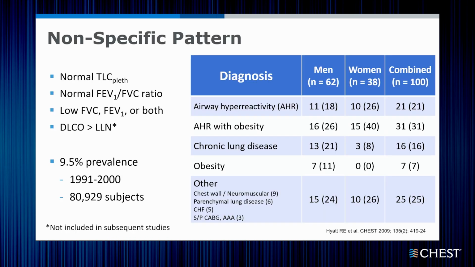the TLC at least. Now, the nonspecific pattern that Bob Hyatt first described back in CHEST in 2009, he defined as a patient who had a normal TLC pleth, a normal ratio, and either a low FVC, FEV1, or both. And in his study, but really in very few subsequent studies, he required that the DLCO should be normal. And looking at a large database of our patients, over 80,000 patients over the course of a long interval of time, he found an incidence of almost 10% of patients who fit this pattern.